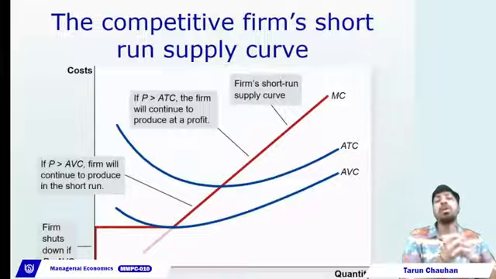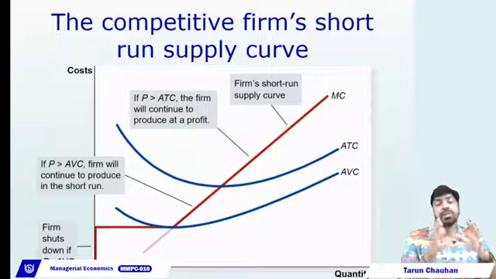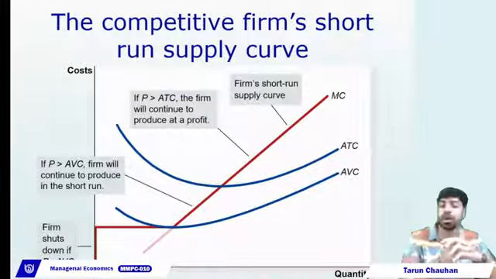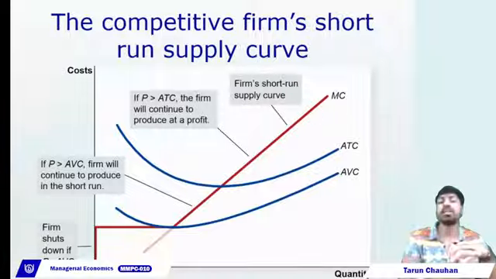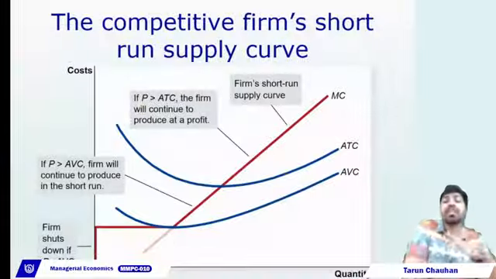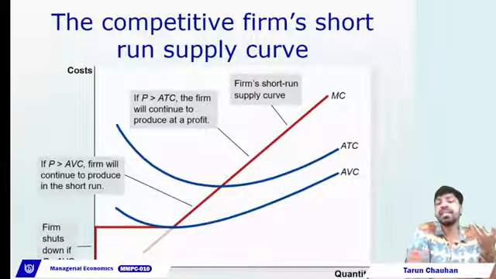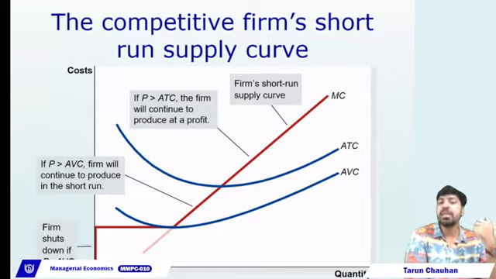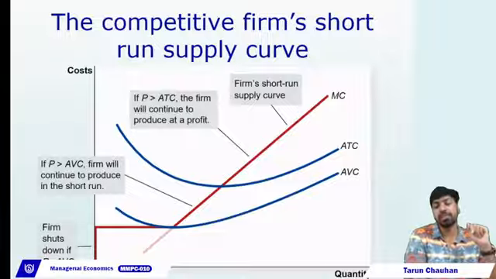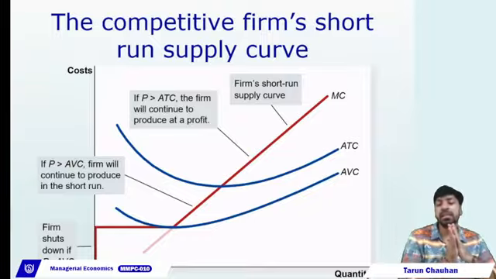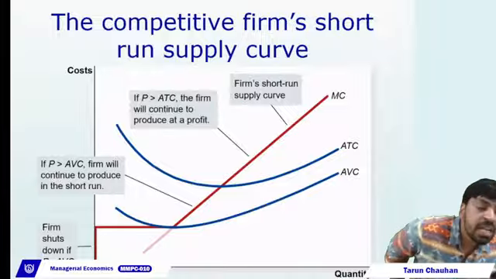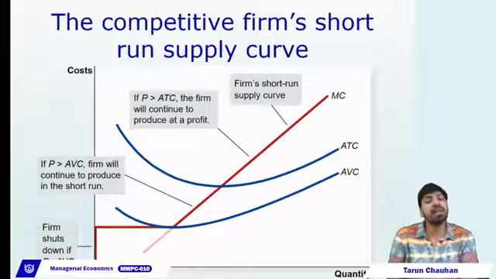So marginal cost is also called a firm's short run supply curve because we are talking about the short run. So the supply curve in the short run is the short run marginal cost. What this marginal cost line says is that if the price is more than average total cost, the firm will continue to produce at a profit. If you look at the line where the price line can be drawn, this condition will be fulfilled when the price is equal to marginal revenue and average revenue.